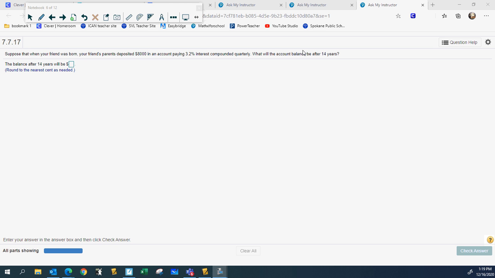All right, this problem models exponential growth. And so it says, suppose that when your friend was born, your friend's parents deposited $8,000 into an account that pays 3.2% interest compounded quarterly. What will the account balance be after 14 years?